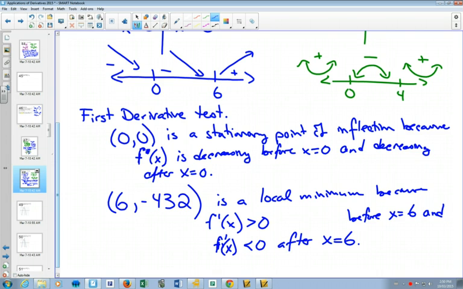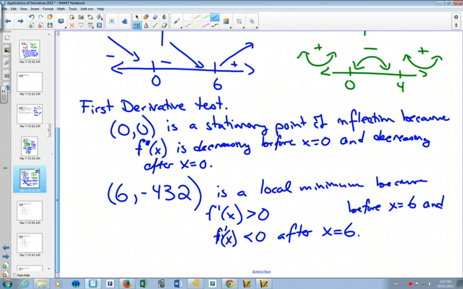So that's our first derivative test and how we could write it out as an explanation. And I've sort of given two different ways that would be accepted. You could talk about the original function being increasing and decreasing, or you could talk about the derivatives being positive and negative.